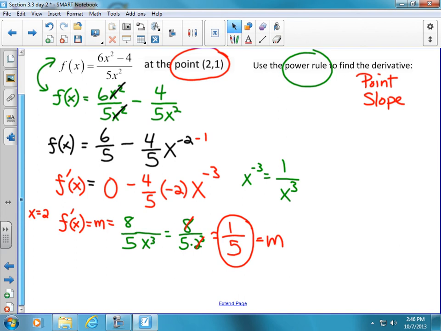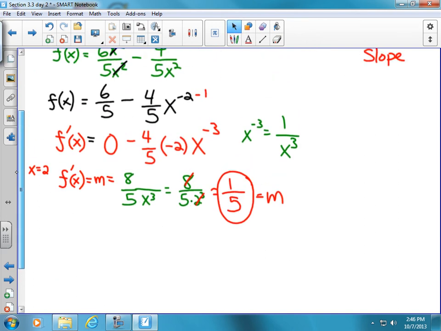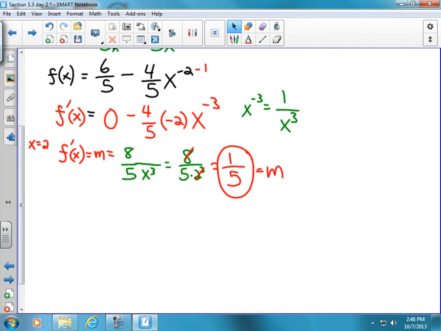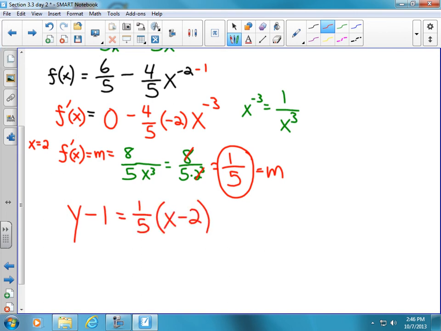All right, so last step. Take your point and your slope and write a line. The point is 2, 1. And there you have the equation of the tangent line.